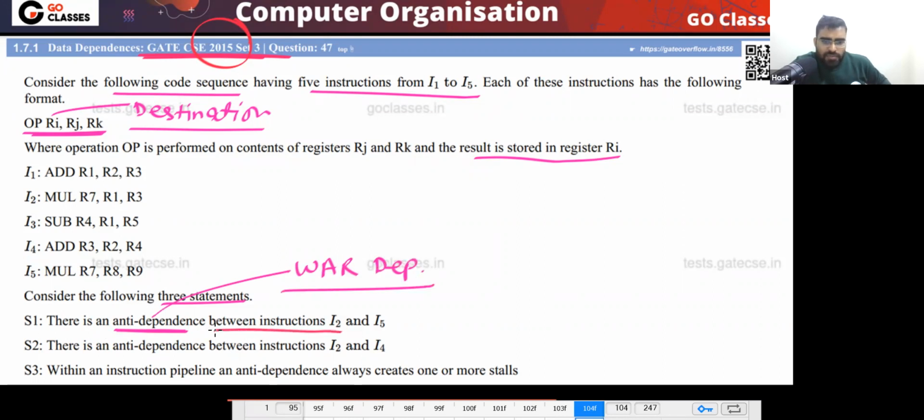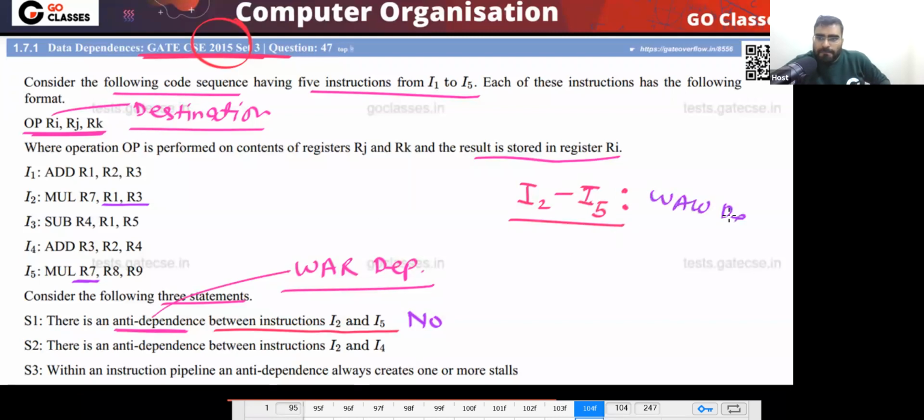Is there WAR dependency between I2 and I5? This is your I2, this is your I5. The answer is no. Very good. But we have WAW, right? If you notice I2 and I5, they have WAW dependency. They do not have WAR dependency.